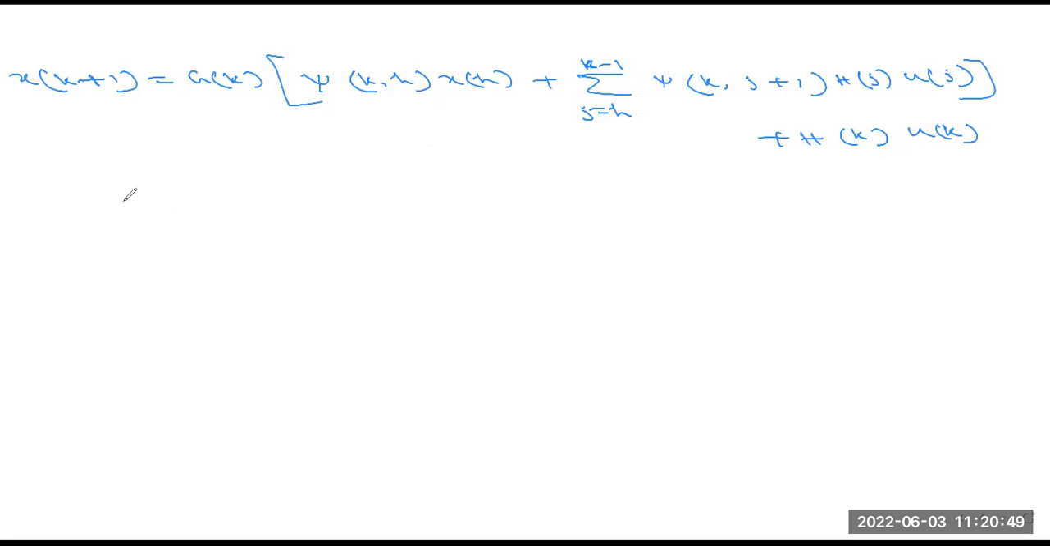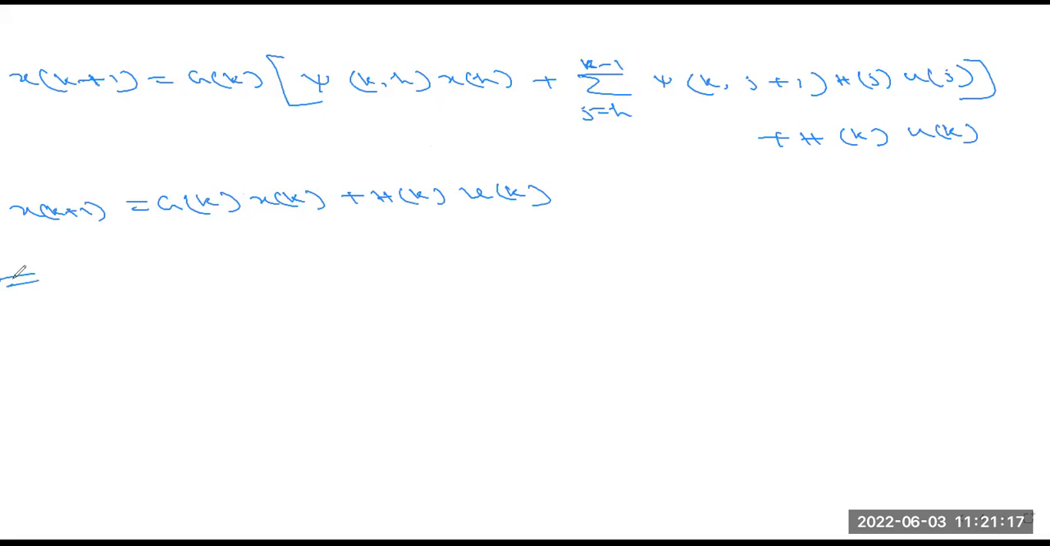So now we have to express this. This is the final equation: G of k, x of k, plus h of k, u of k. That is x of k plus 1. Okay. Is it okay, all of you?